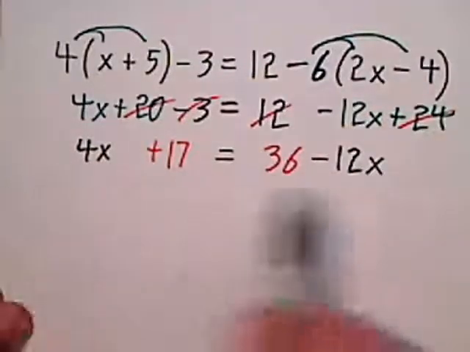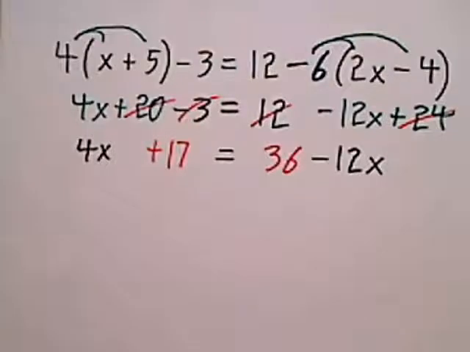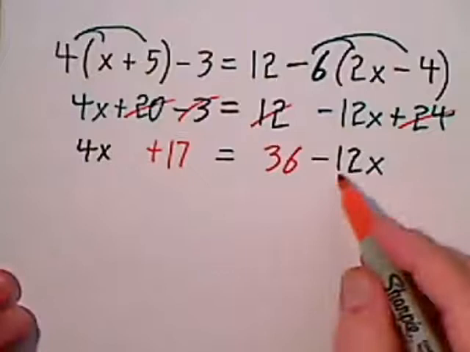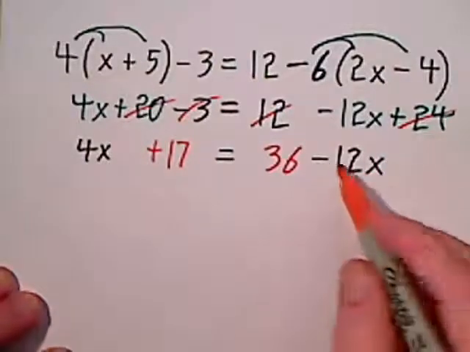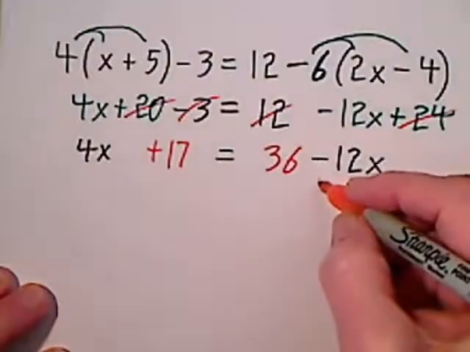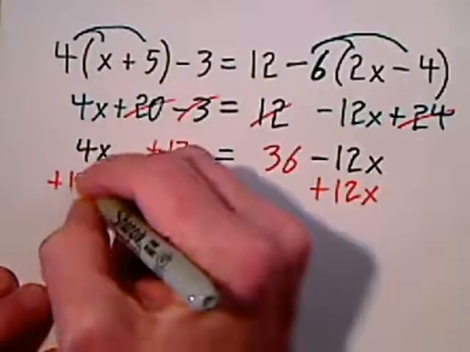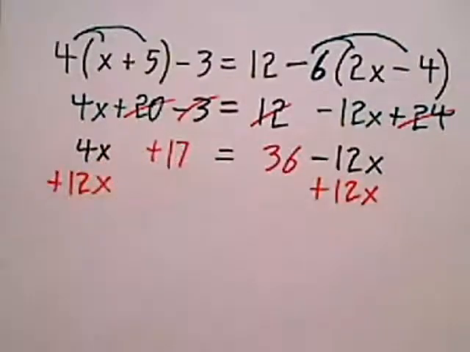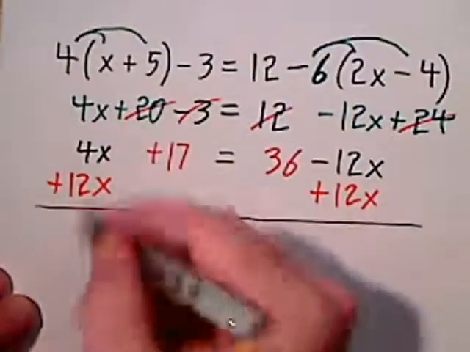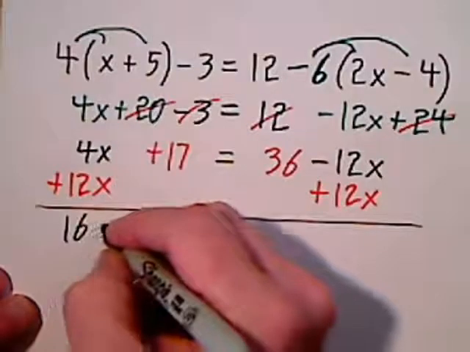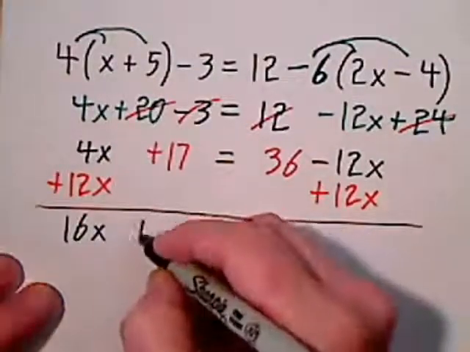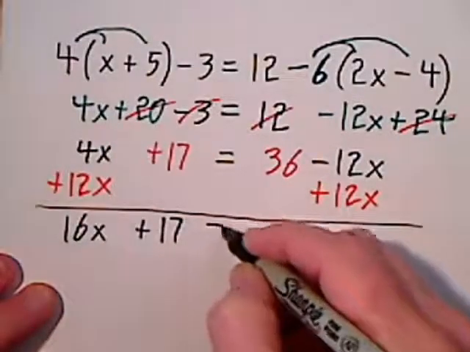And again, you can get rid of any one of those 4 terms. I'm going to choose to get rid of this negative 12x because I don't want a negative x. So I'll say plus 12x. Just draw a line, see what we've got. Here's 16x. Bring down your plus 17.